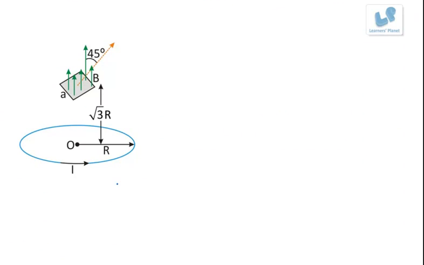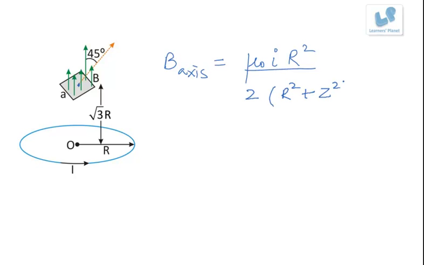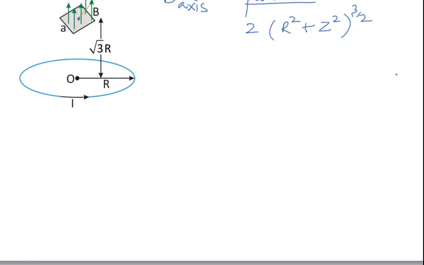So this is a very simple problem. Because of the passage of current in the lower loop, let us say the current is I, at a point inside the loop of side A. So this point in the square loop is at a distance of root 3r along the axis. The magnetic field along the axis is given by mu naught I r square upon 2 times r square plus z square to the power 3 by 2.